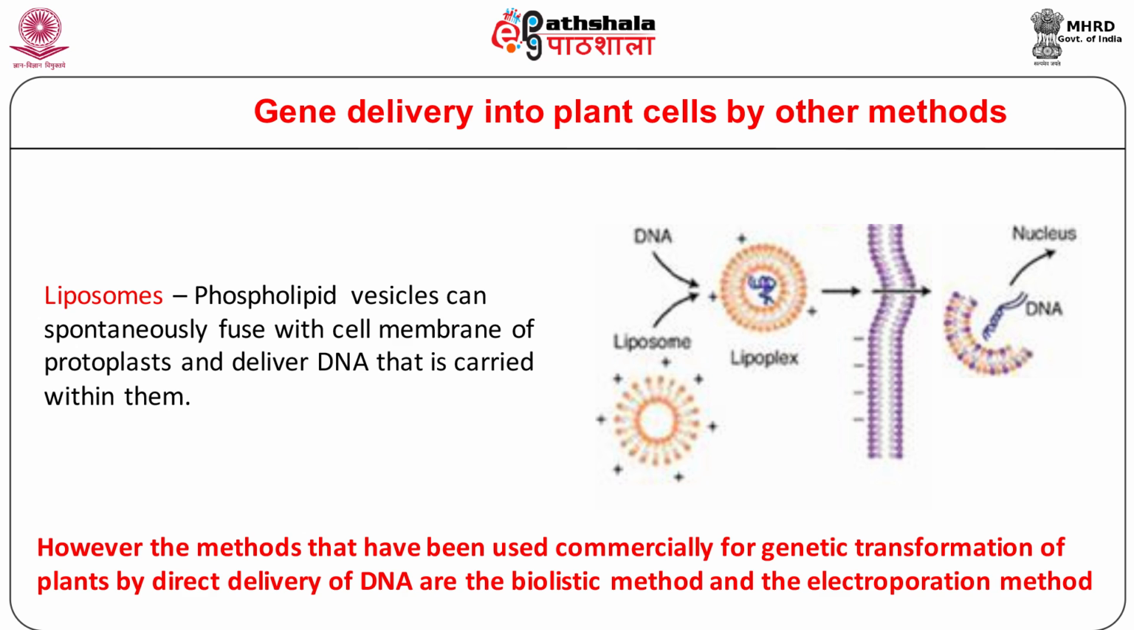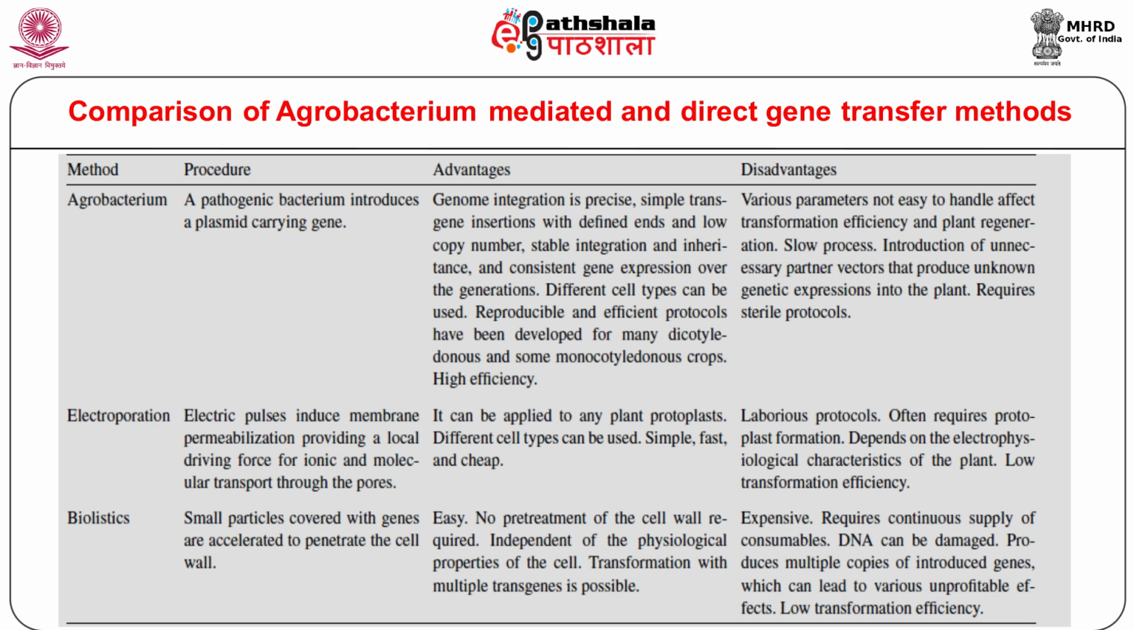Liposomes are artificially made lipid vesicles that spontaneously interact with the plasma membrane of protoplasts. Effective delivery of their DNA content within the protoplast is induced by treatments with PEG or DMSO. On comparison of these methods with Agrobacterium mediated transformation, it is seen that the latter are more expensive and can cause multiple insertions of the gene of interest. On the other hand, the Agrobacterium DNA delivery method ensures single copy insertion, but the process is slower.